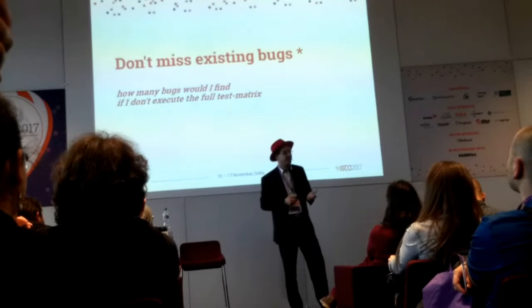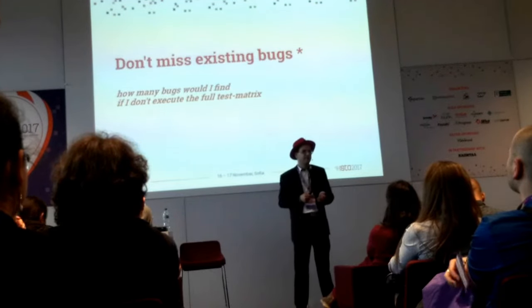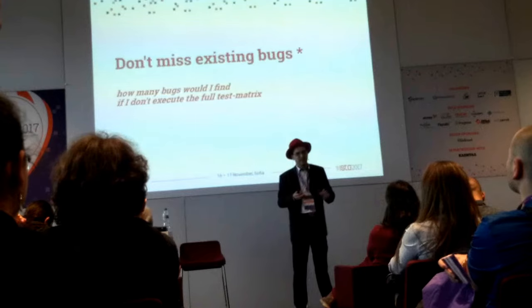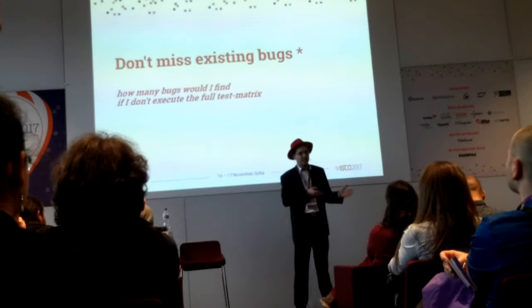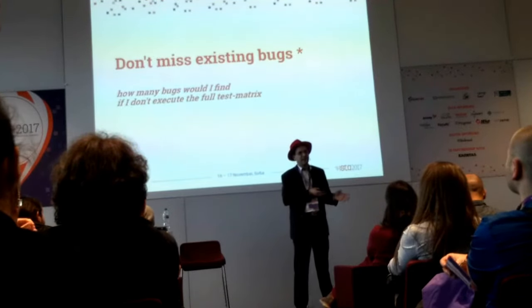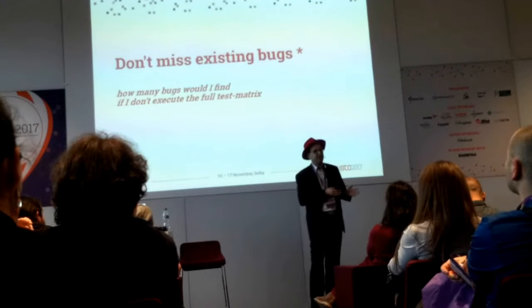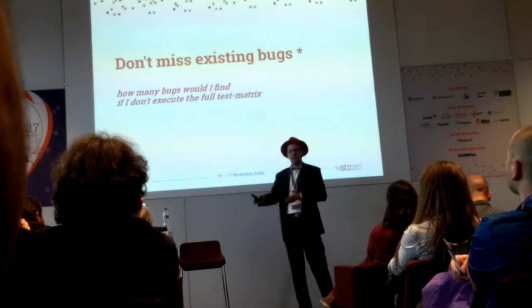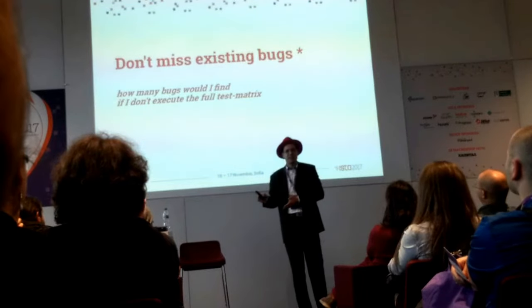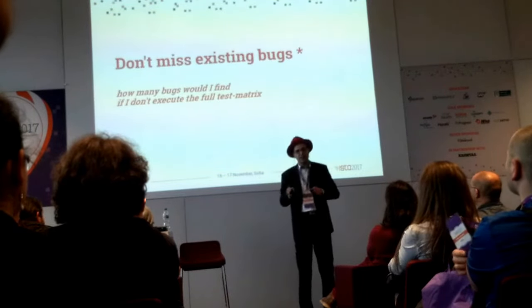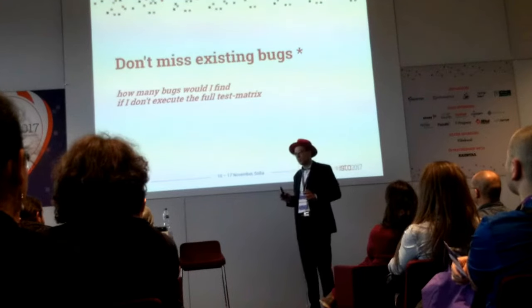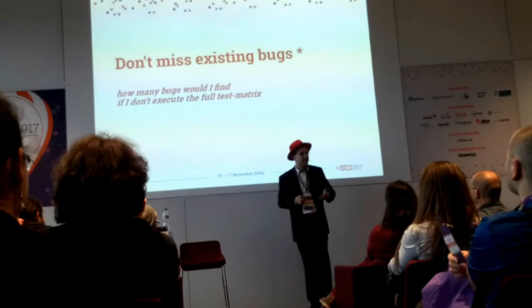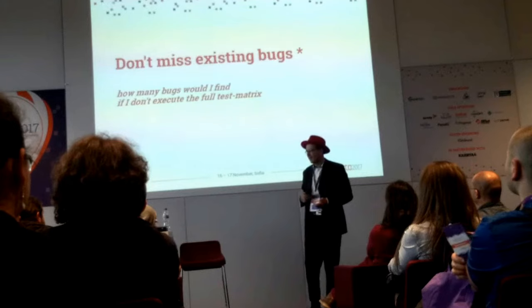Then the other criteria is I don't want to be missing any bugs. So if I execute my optimized test plan, I want to be kind of certain that I will be finding the same defects compared to if I execute the existing test plan with the full testing matrix. So I want to have some metric, some assurance that Pairwise is indeed effective at finding defects.